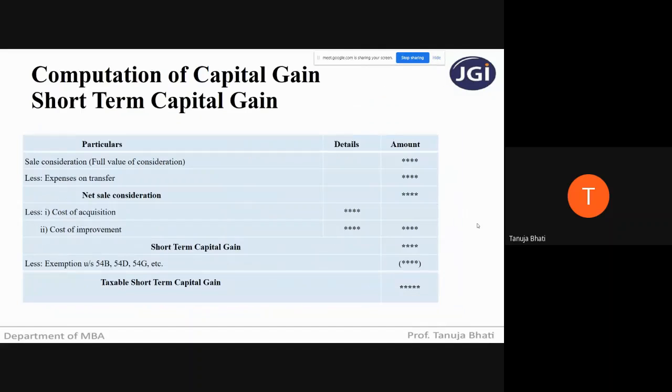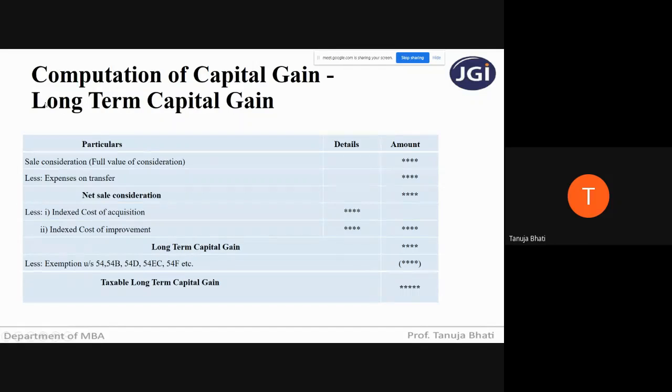Okay. Next, let us see deductions. We know how to compute capital gain. This is the format for that. Sales consideration, less expenses on transfer, we get net sale consideration. Less cost of acquisition, cost of improvement, we get short-term capital gains. Up to here, we have seen the sums. After that, there are exemptions. When you give certain exemptions from short-term capital gain, you get taxable short-term capital gain, which is chargeable to tax. Exemptions are nothing but deductions. Now, what deductions are available and under which sections, we will see today.